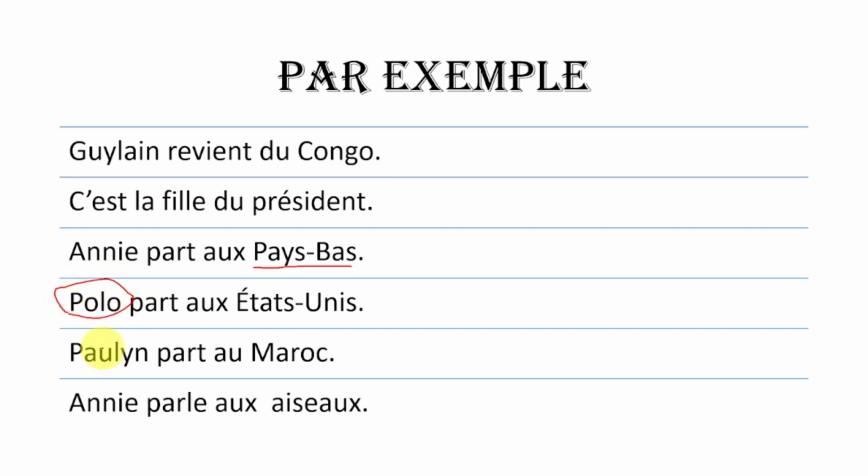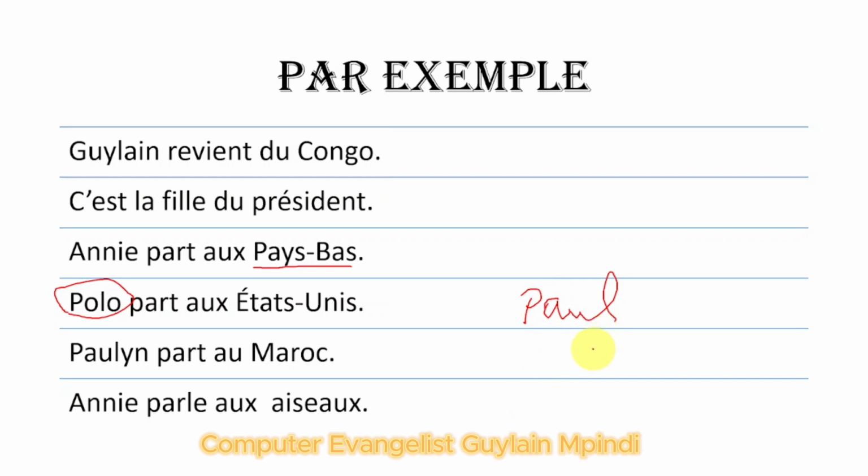It's not a French name. It's Lingala. Okay? In Lingala, Paul, we say Polo. In French, we say Paul. So in this case, when I say Polo, it's not French. It's the same Paul. When I say Paul, it's in English. Paul, French. Polo, this one is Lingala. So if I say Polo part aux États-Unis. If I want to say this in French, Paul part aux États-Unis.